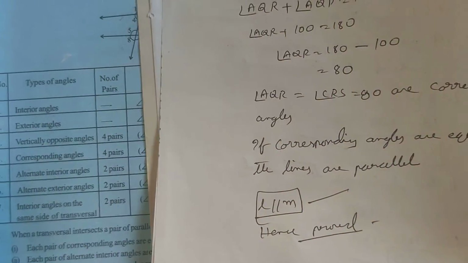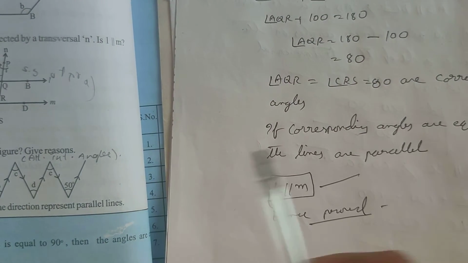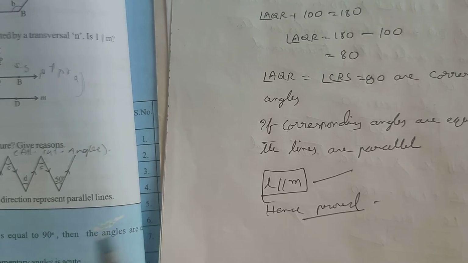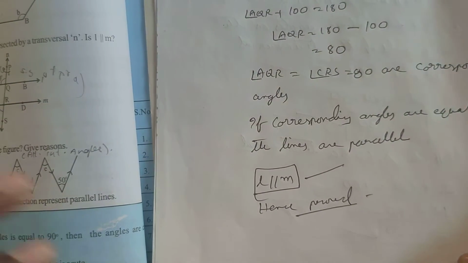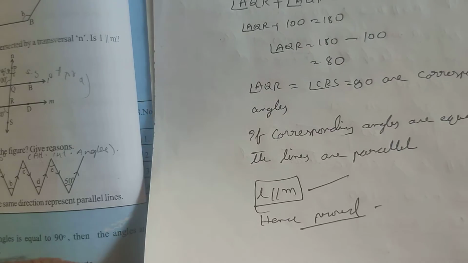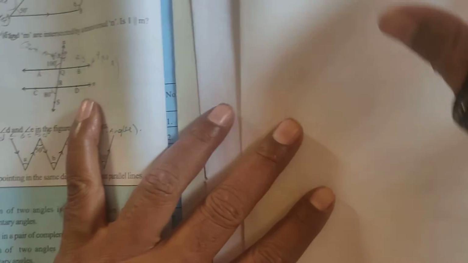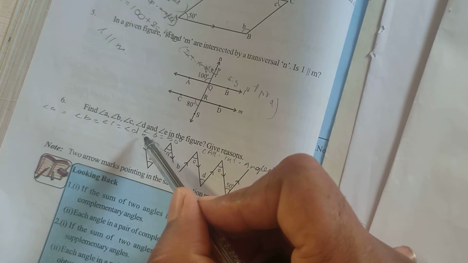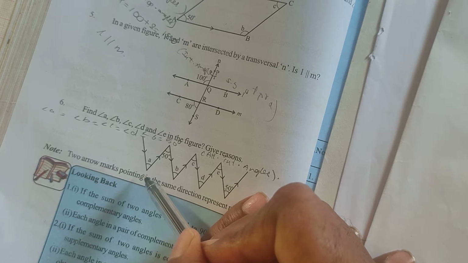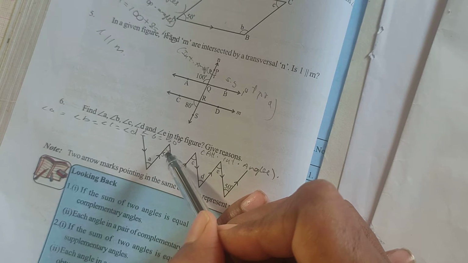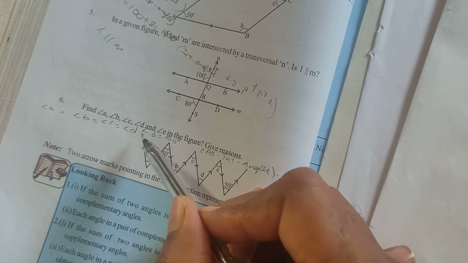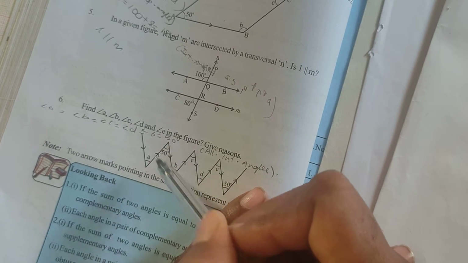Find angle A, angle B, angle C, angle D, angle E in the figure. Give reasons. Two arrow marks pointing in the same direction represent parallel lines. See here, one diagram is given for us. Okay, I am not drawing, I will just show it to you here. So, two arrow marks. This arrow mark is coming down. This arrow mark is going up. Again this arrow mark is coming down. So, the arrow marks which are coming down are parallel to each other.